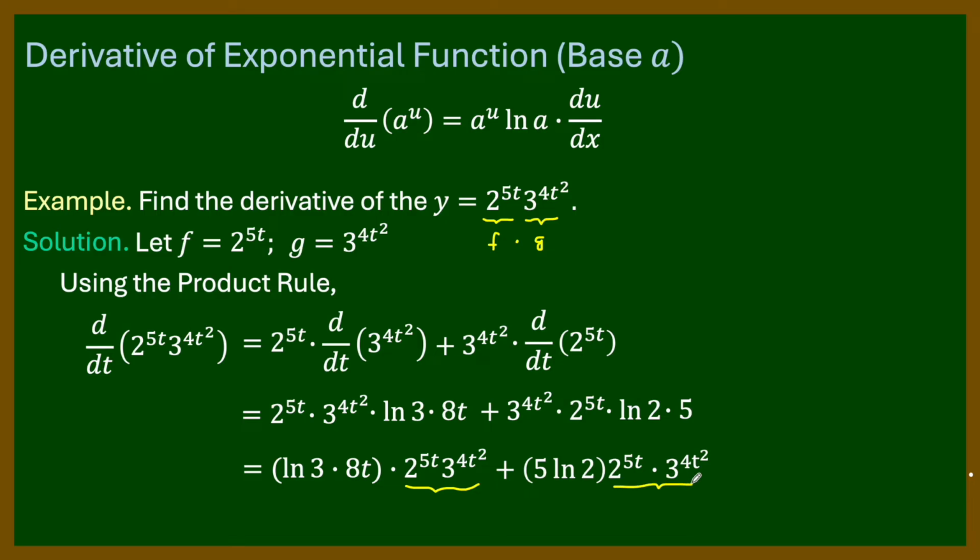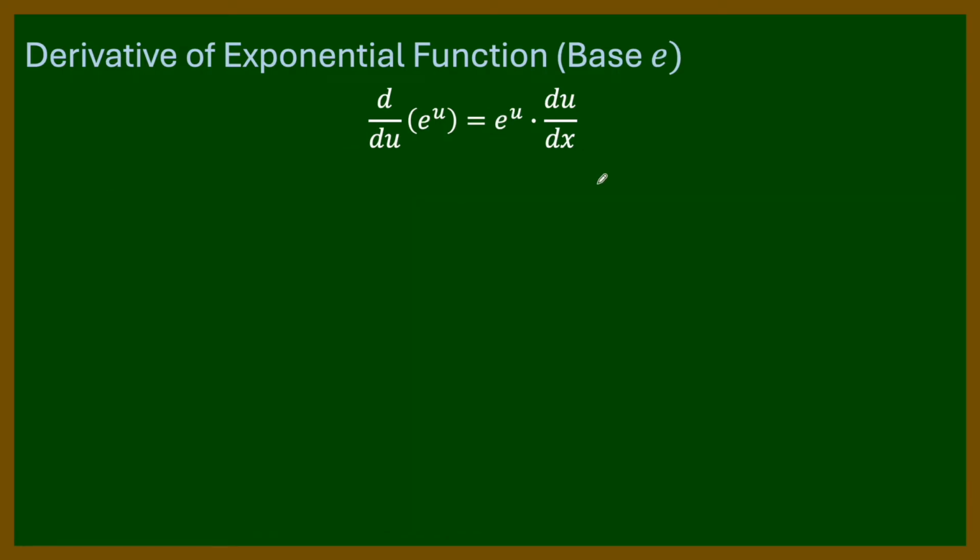We can proceed to factoring this term out. In that case, we will obtain 2 to the power of 5t times 3 to the power of 4t squared. Then, jot down all the remaining terms. So we have ln of 3 times 8t plus 5 ln of 2. And this represents the final answer.